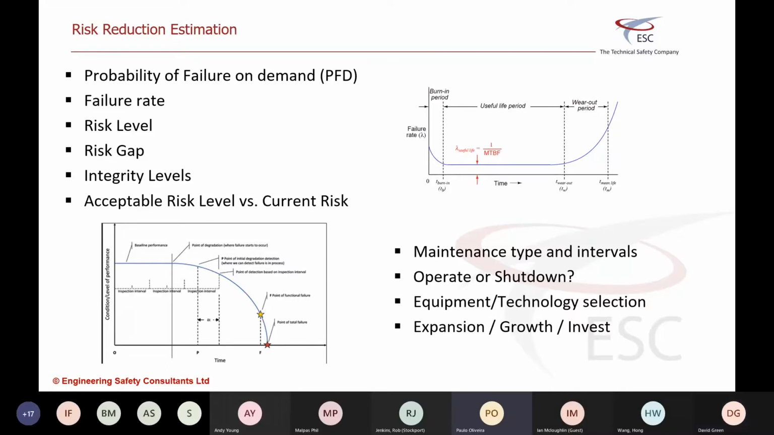Or right at the beginning, when you're thinking of a new bit of technology that we all get very excited about, how does that actually translate to successfully taking you from that journey of risk reduction that you're aspiring to go through and achieve your target? The same with an expansion or growth or investment that you're looking at.